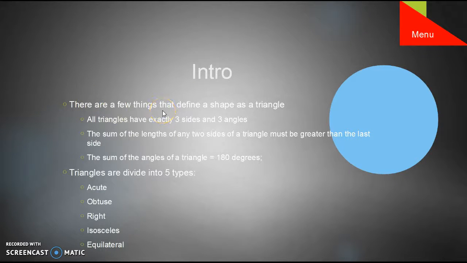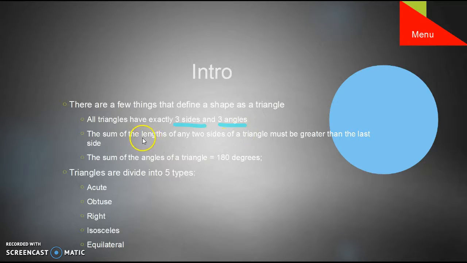There are a few things that separate triangles, but there are a few things that remain definite with all triangles. So all triangles have exactly 3 sides, and within the triangle there are exactly 3 angles.